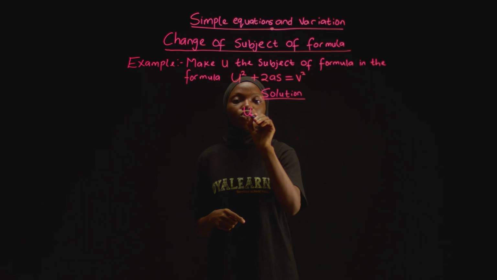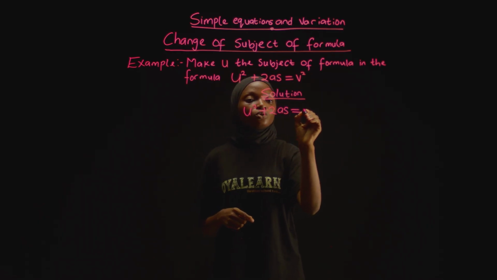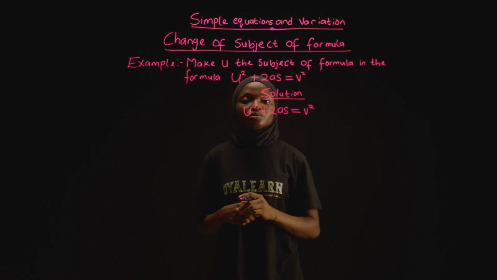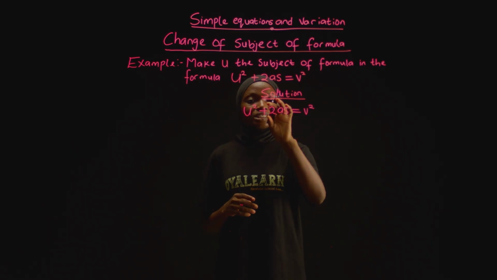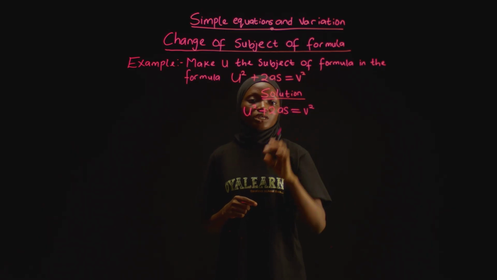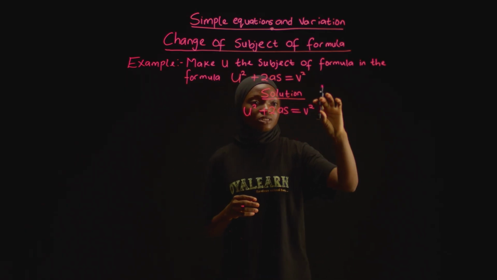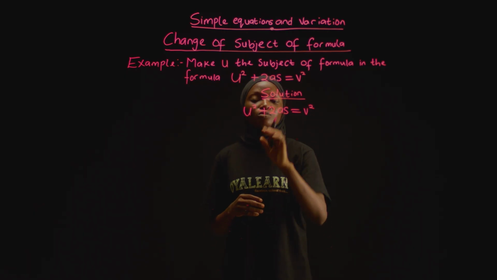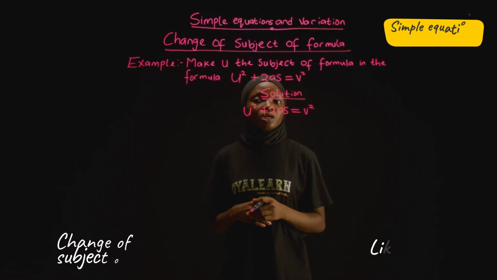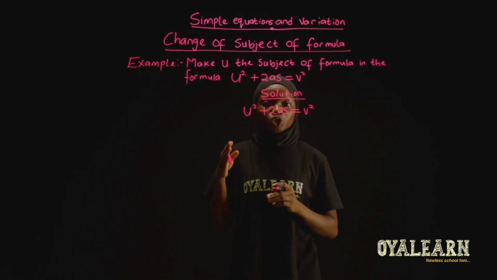We have u squared plus 2as equals v squared. Now to do this, we remove everything attached to u. Now what is attached to u first? Plus 2as. To remove that, we either bring this 2as to this side or we just subtract 2as from both sides, because when we subtract 2as from this side, it cancels out and we have 0. So we have the 2as removed from the left hand side where the u is.